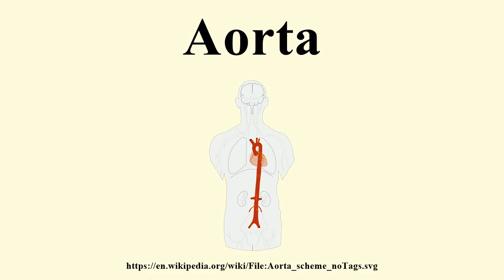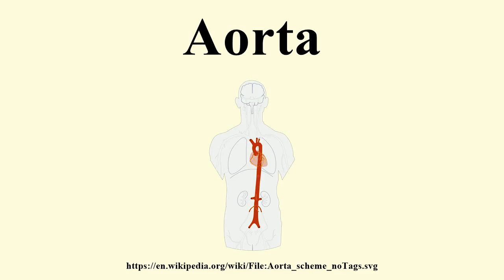Another system divides the aorta with respect to its course and the direction of blood flow. In this system, the aorta starts as the ascending aorta, then travels superiorly from the heart and then makes a hairpin turn known as the aortic arch. Following the aortic arch, the aorta then travels inferiorly as the descending aorta.